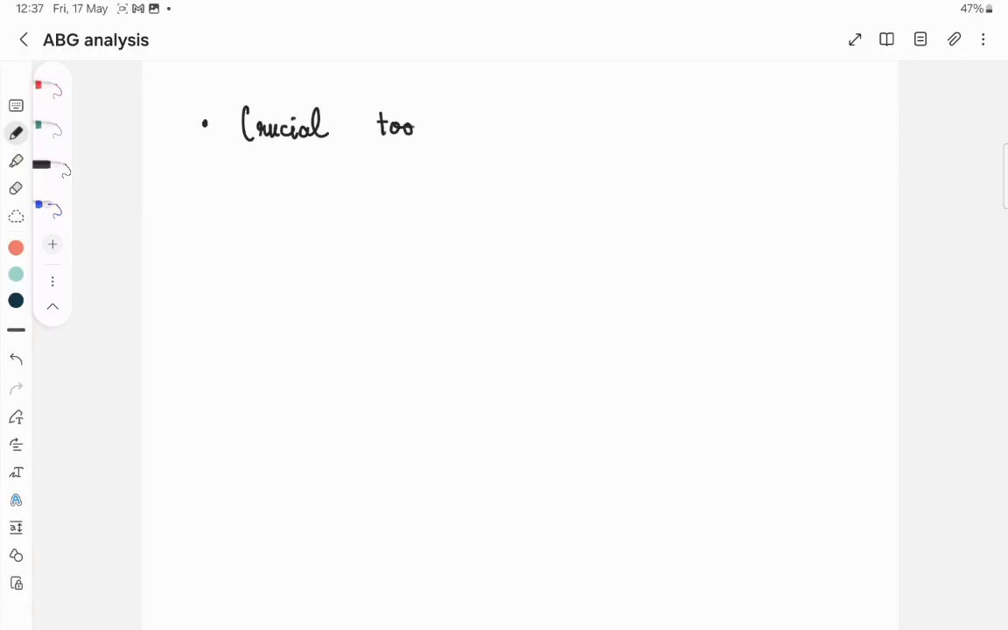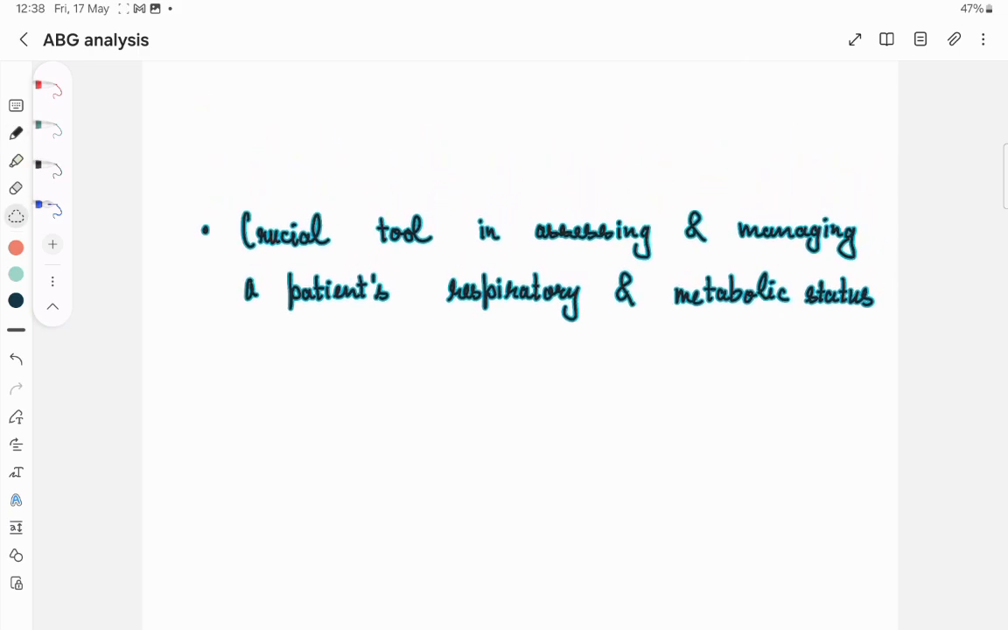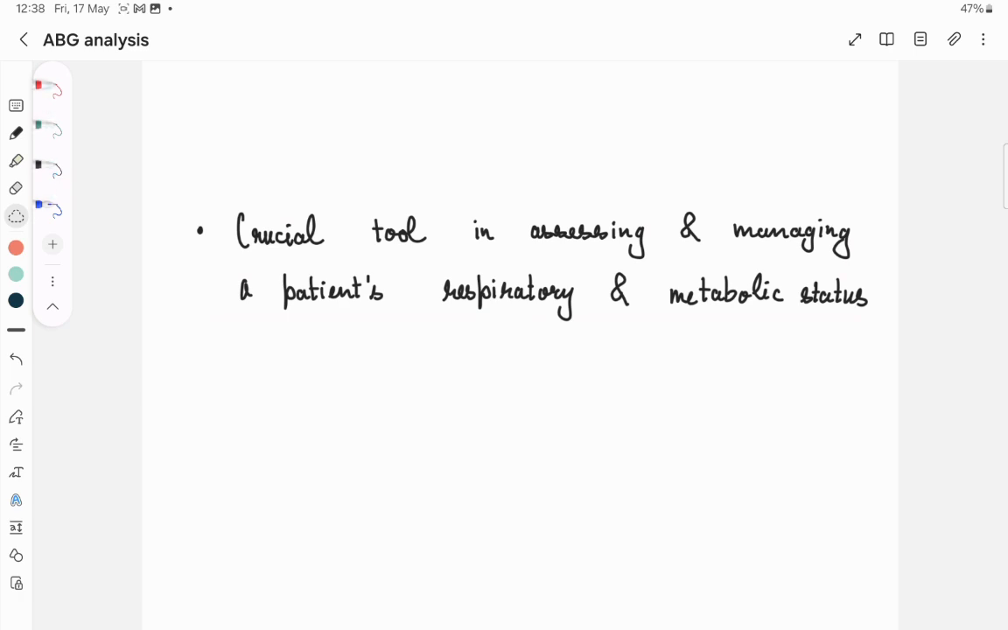Okay, so today we'll learn about ABG analysis. So, what exactly is ABG? ABG is a crucial tool in assessing and managing a patient's respiratory and metabolic state.